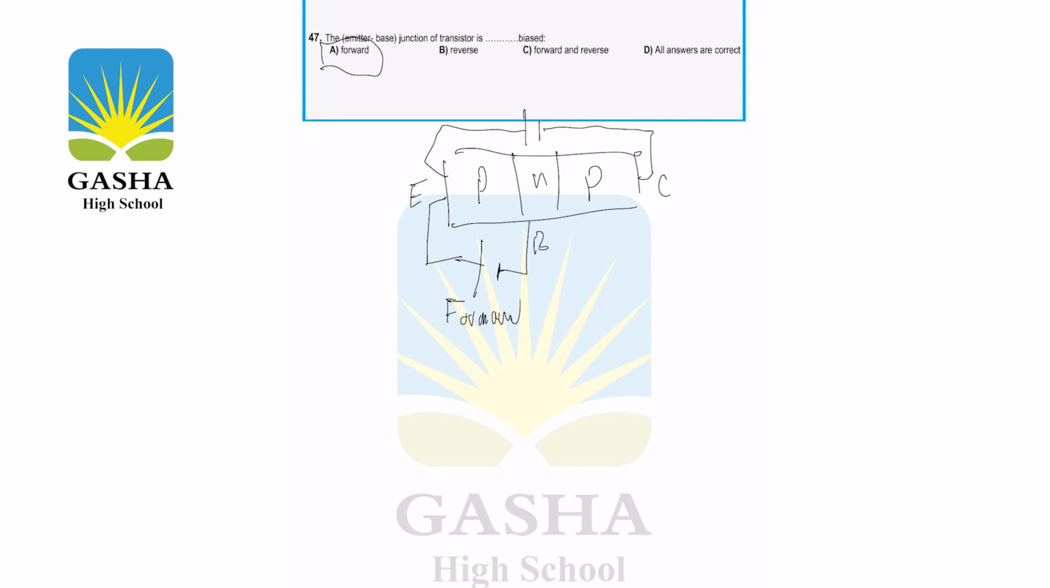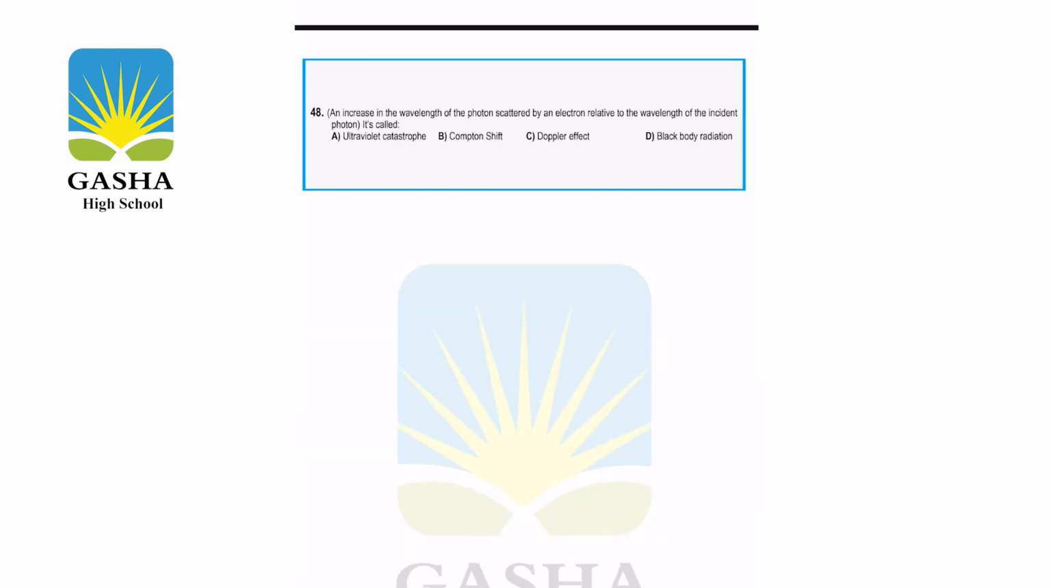And on this side is forward and on this side is reverse. If we connect reverse bias between emitter and base, then the transistor is not working. So it should be in forward bias. So that's why A is the correct answer.